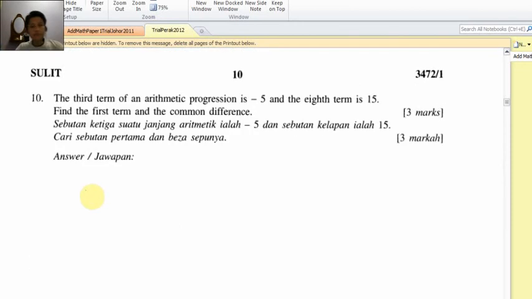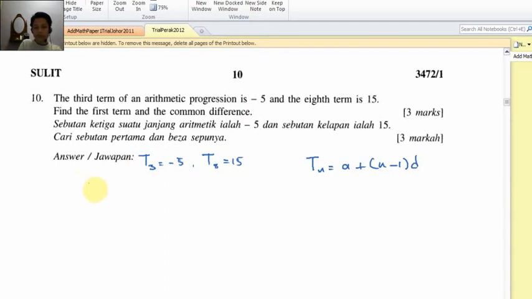Question number 10. The third term of an arithmetic progression is minus 5, and the eighth term is 15. So this is again an arithmetic progression, and it has a common difference. Find the first term and the common difference. So T3, the third term, is equal to minus 5, and then T8 is equal to 15. The formula for Tn is like this: Tn is equal to a plus n minus 1 d. a is the first term, while d is the common difference.